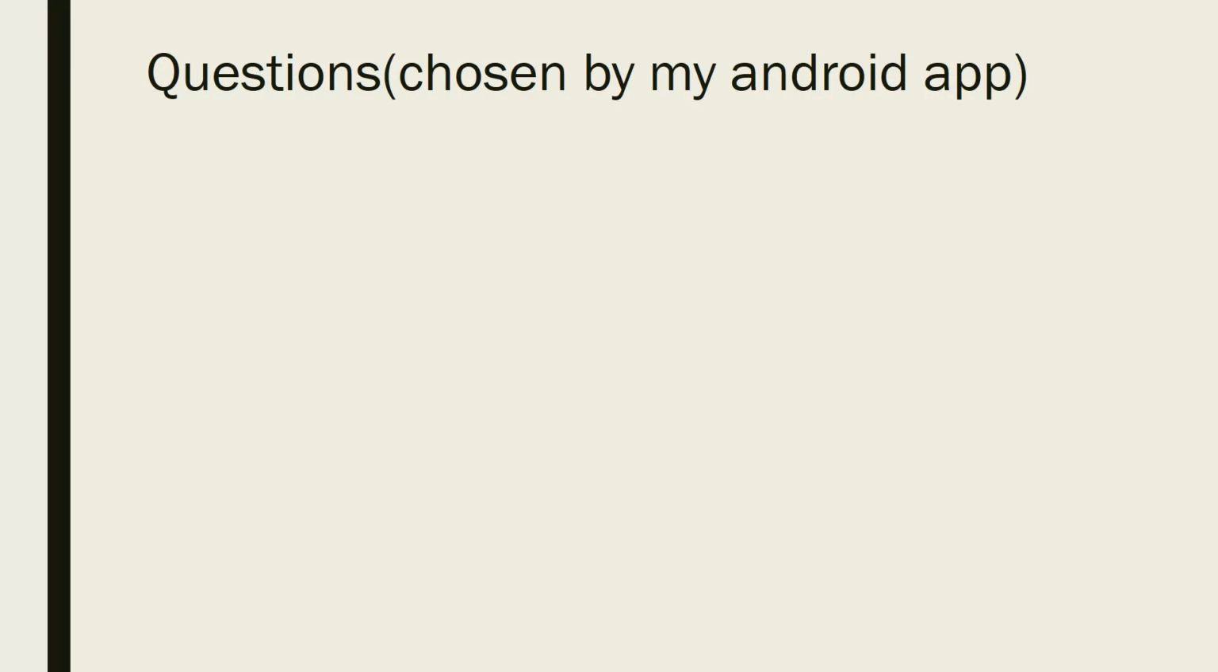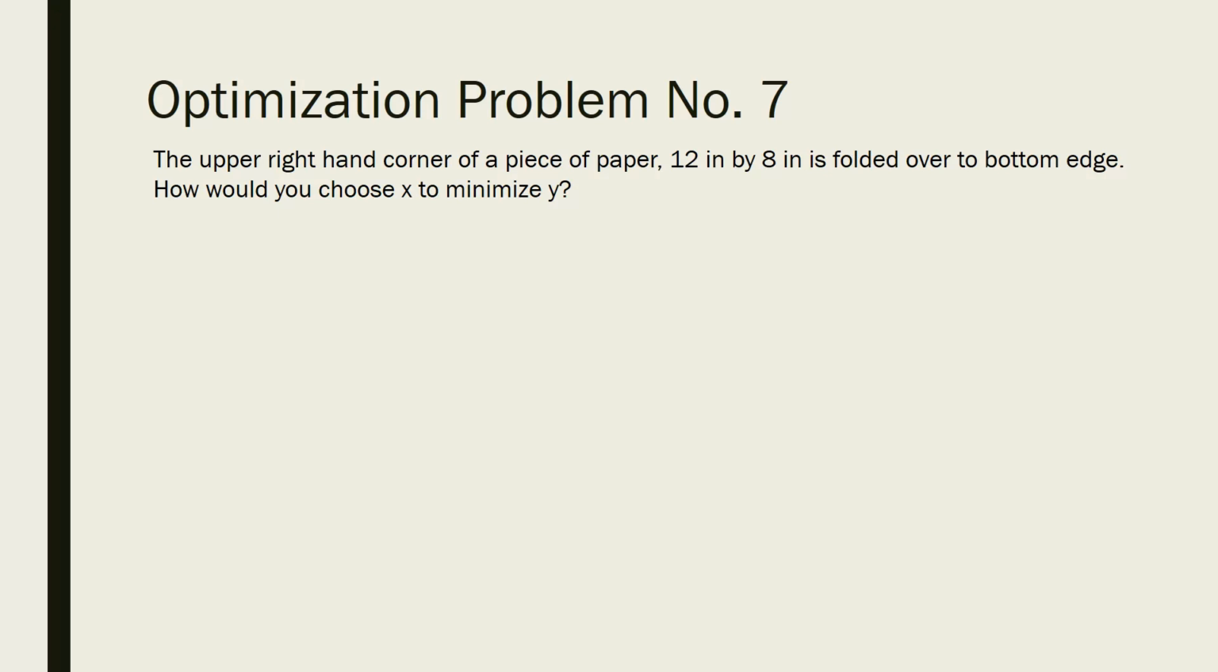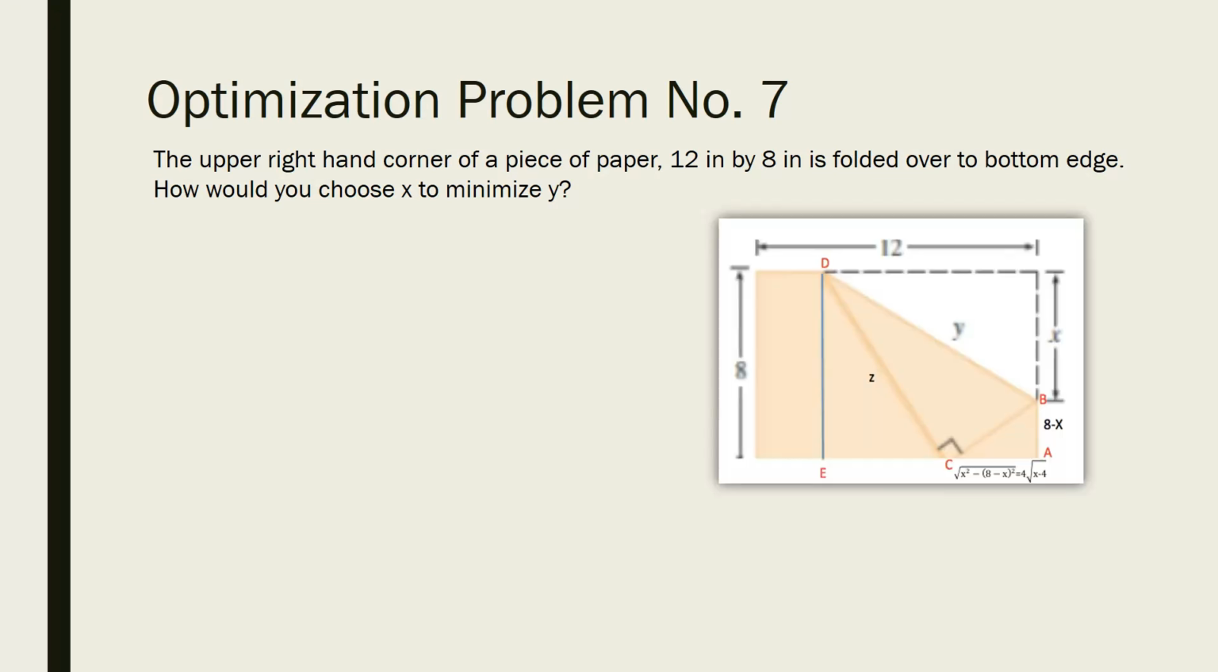Now let's take a look at some questions from our homework assignments, chosen by my Android app. It chose optimization questions number 7 and 8, and for related rates it chose numbers 2, 9, and 18. Let's take a look at optimization problem number 7. The question is: the upper right-hand corner of a piece of paper 12 inches by 8 inches is folded over to the bottom edge. How would you choose x to minimize y? And this is the picture of the problem.